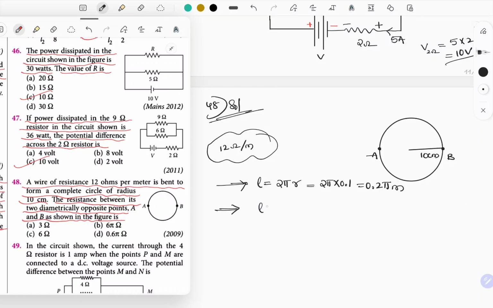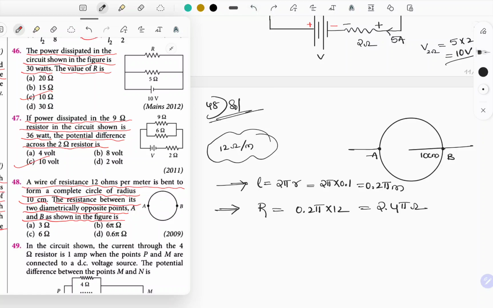Okay, so total resistance of this wire R is equal to 0.2 pi into 12. So that's what I gave earlier also. You are going to get 2.4 pi ohms. But we are dividing it into two parts. This is the first half and the second half.